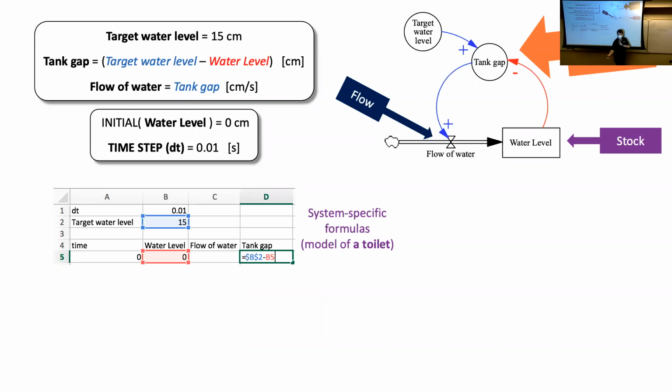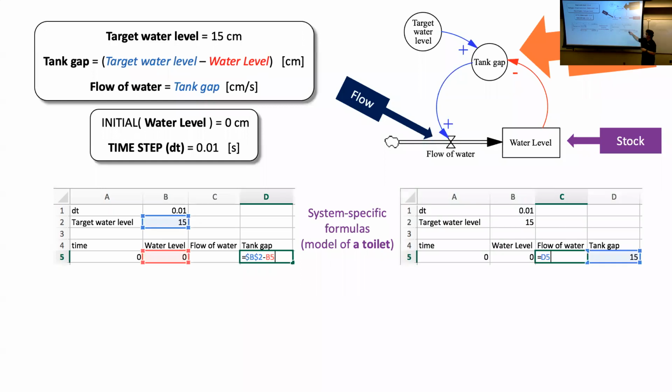If I had a different valve that had a different relationship between gap and flow, I'd put that relationship here. So these are all the system-specific things. Everything else that I'm about to put here, well, almost, I'm going to move this flow of water in, so maybe I'll do that next year. So the other system-specific thing here is my flow is just a copy of the tank gap.